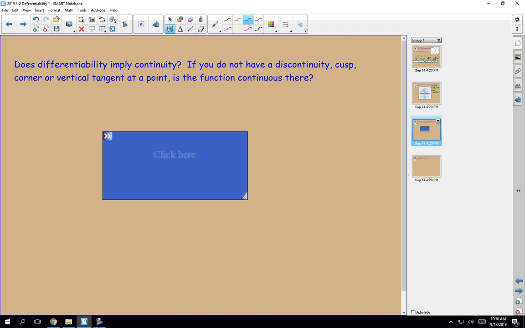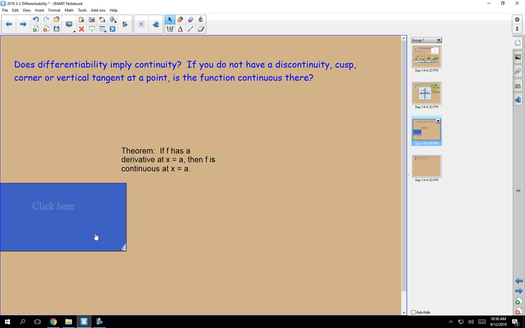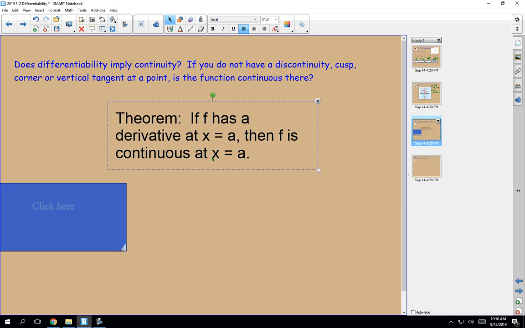As a matter of fact, it's a theorem. If you do not have a cusp, corner, vertical tangent, or point of discontinuity, then the following theorem is true. Make it bigger here. If f, representing a function, has a derivative at x equals a, remember, once again, this is just like the continuity definition. We're looking at it just point by point. But at x equals a, then f is continuous at x equals a. So if the derivative exists at that point, then the function is continuous at that point.